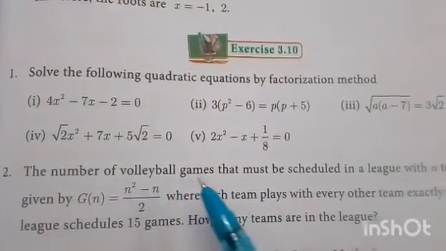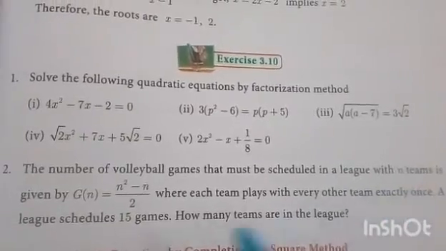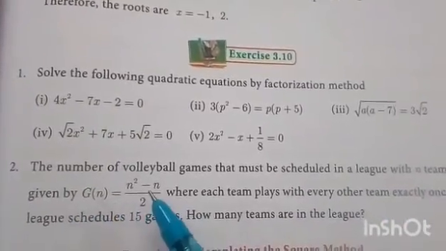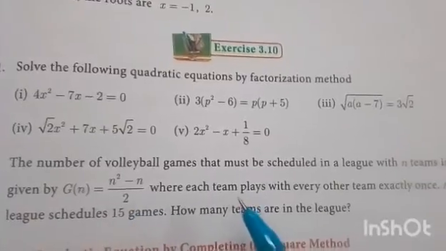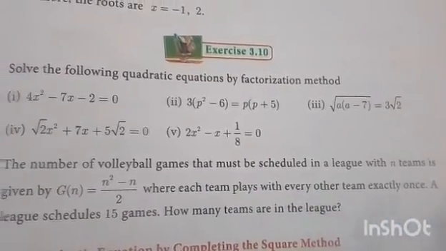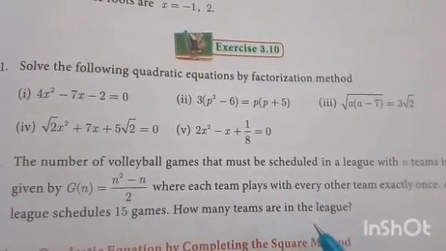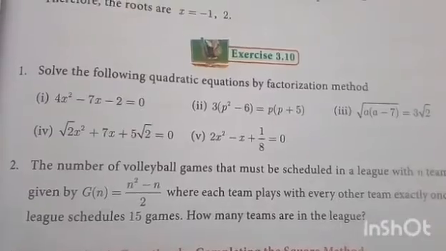Second question: the number of volleyball games that must be scheduled in a league with n teams is given by g of n equal to n square minus n by 2, where each team plays with every other team exactly once. A league schedules 15 games. How many teams are in the league?